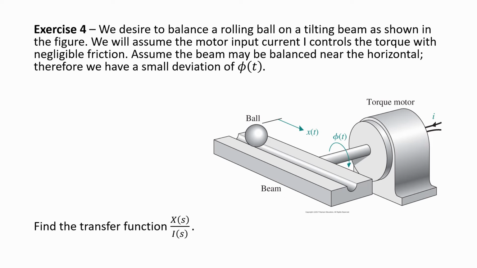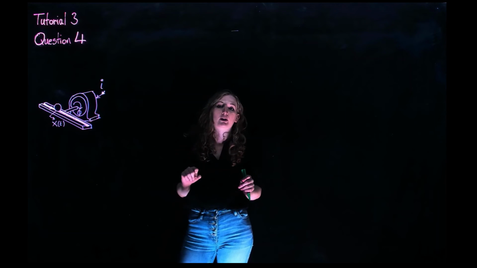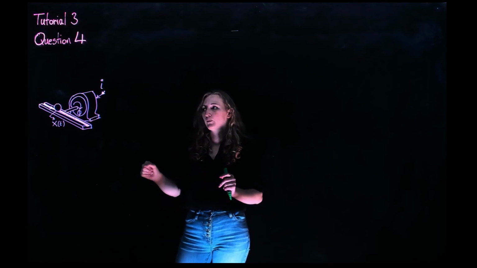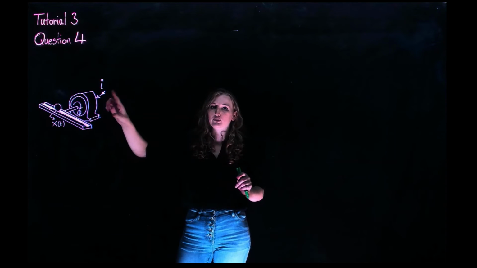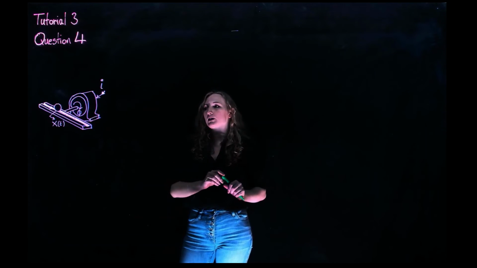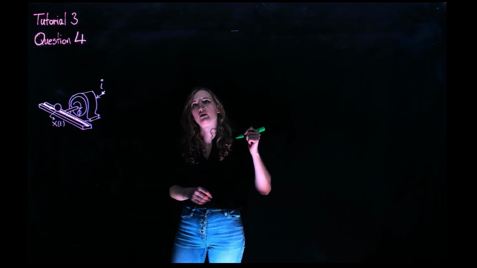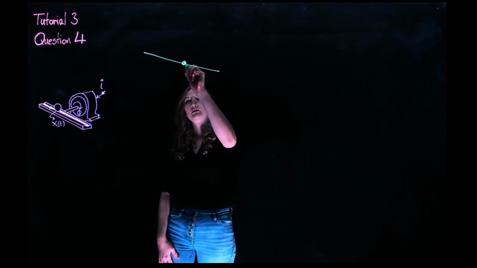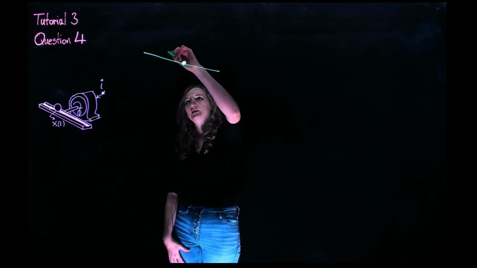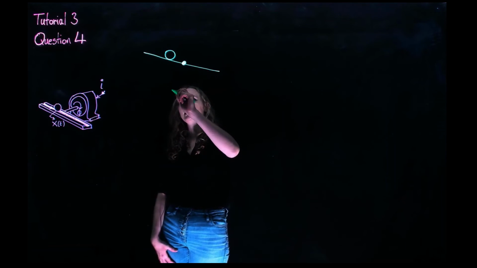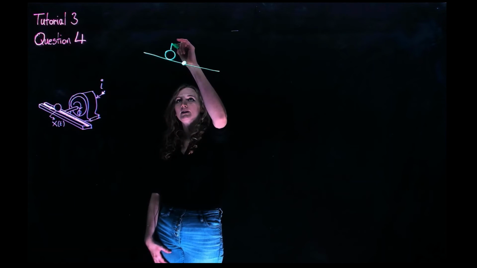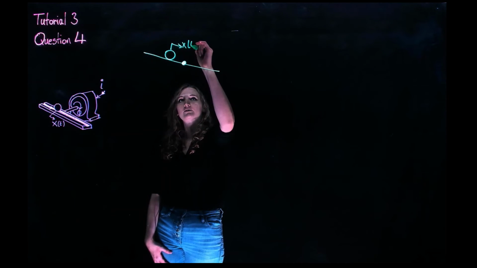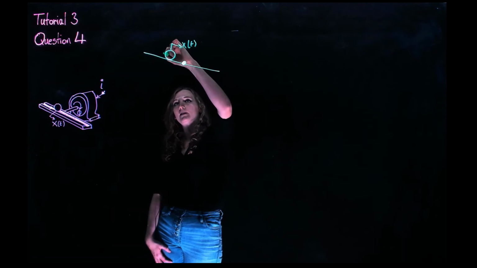Okay, so the first step is we want to draw kind of a free body diagram so that we can write the equation of motion for the ball relative to the motor torque, and then we'll also write an equation that relates motor torque to that input current. So to start, we have our beam here. Let's say it's rotating about that point, and our ball is right here. It has its x of t position.